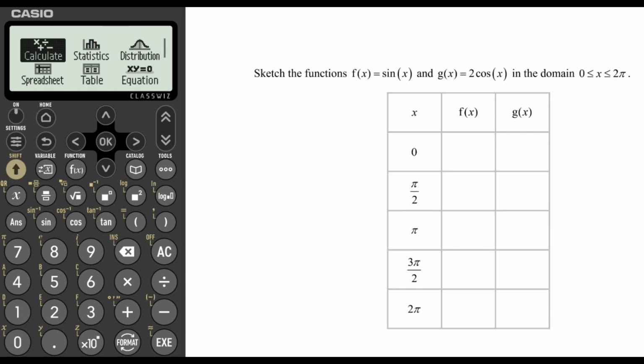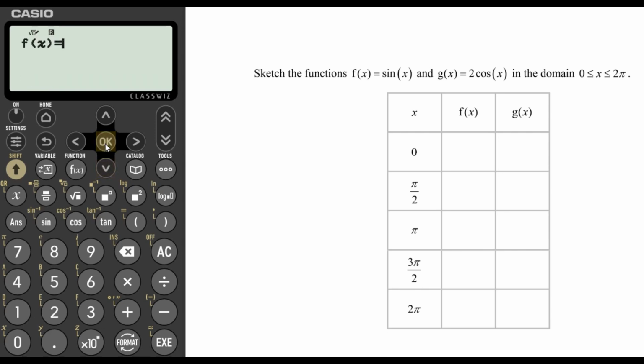We can use our calculator to create a table of values from which we can sketch graphs. Now in this example, we have to sketch the functions f of x equals sin x and g of x equals 2 cos x in the domain 0 to 2 pi. The first thing we need to do from the main menu is go to the table sub-menu. We then press tools. We need to define f of x. We also need to define g of x.